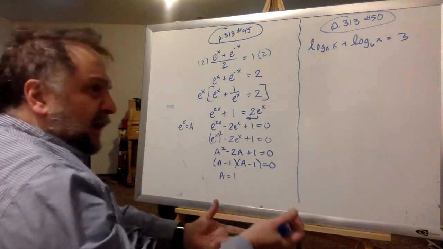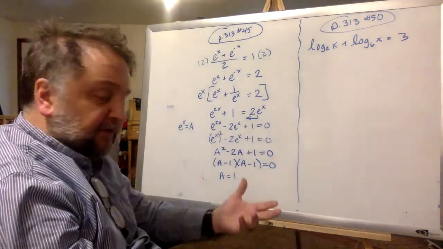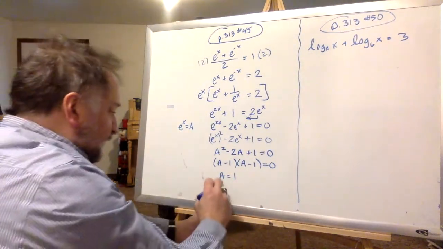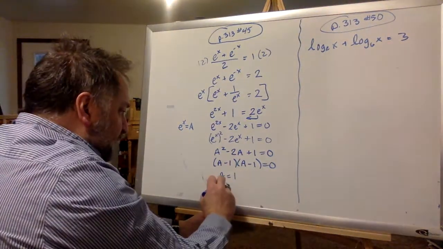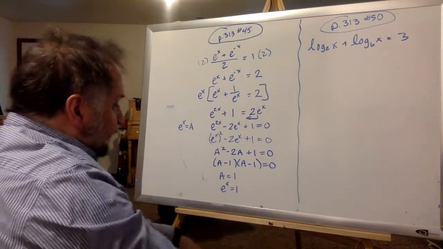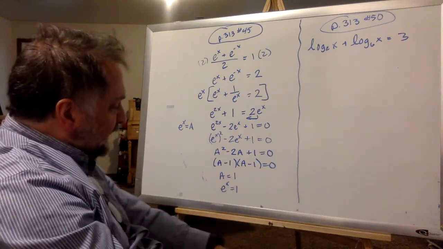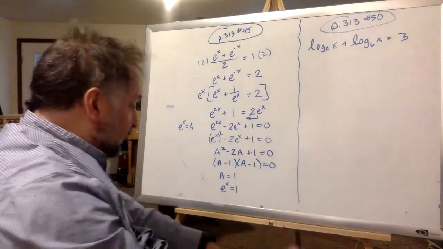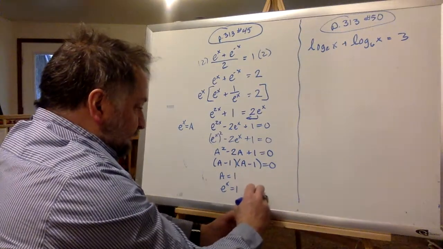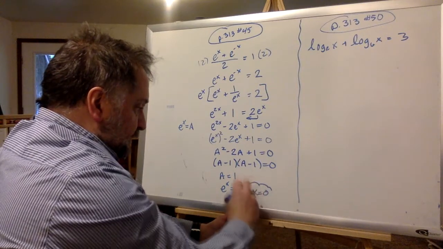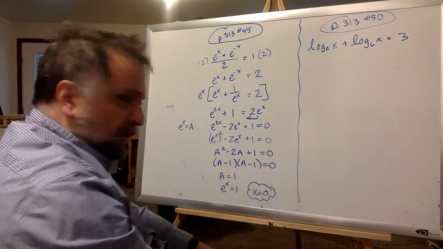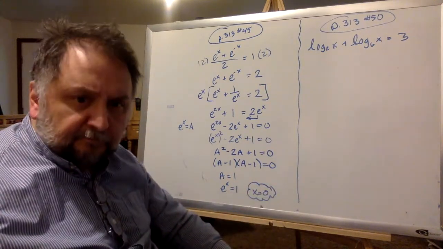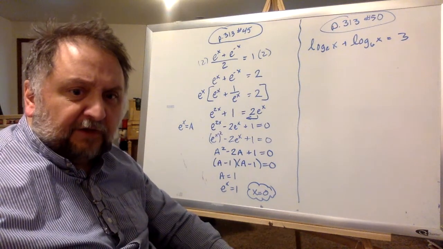Well, there is no a in the entire problem. A doesn't exist. A is actually e to the x. So changing this back to e to the x. Okay, so what power do you need to raise e to get 1? That would be 0. So you get x is equal to 0. And there we go. And I'll let that sink in for a minute.